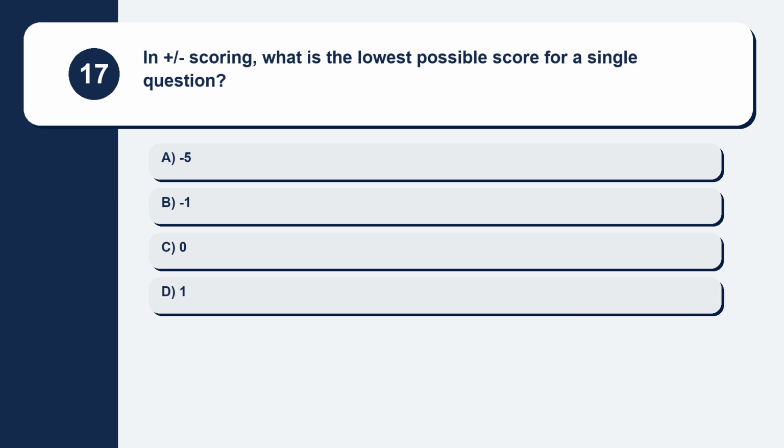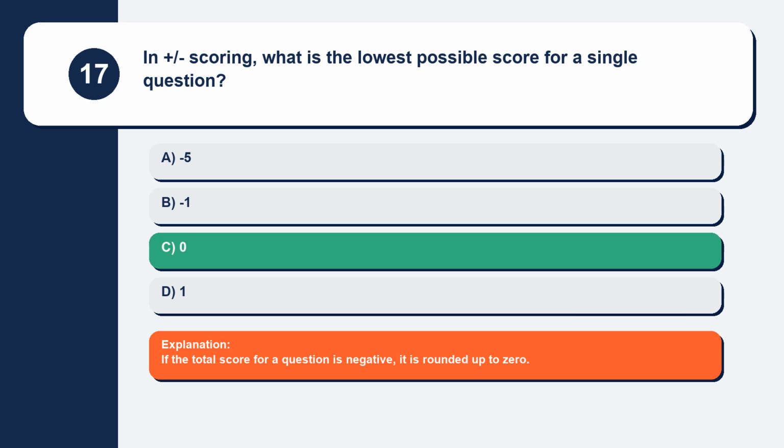Question 17. In plus/minus scoring, what is the lowest possible score for a single question? -5, -1, 0, 1. If the total score for a question is negative, it is rounded up to 0.